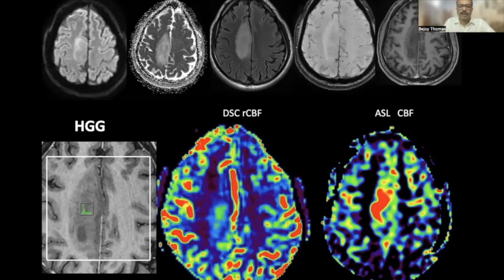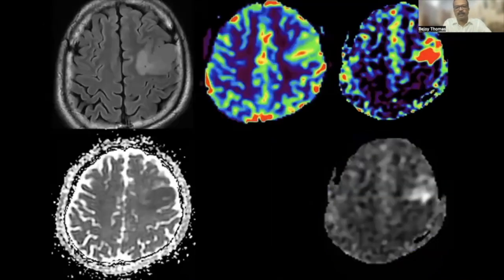But the problem is that if there is a postictal phase, even in low grade tumors, there can be hyperperfusion, and ASL is not always comparable to gadolinium perfusion imaging in differentiating a high grade tumor versus a postictal state.